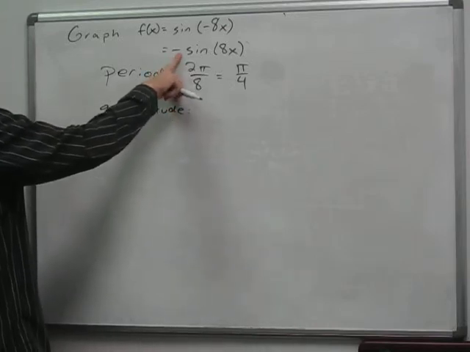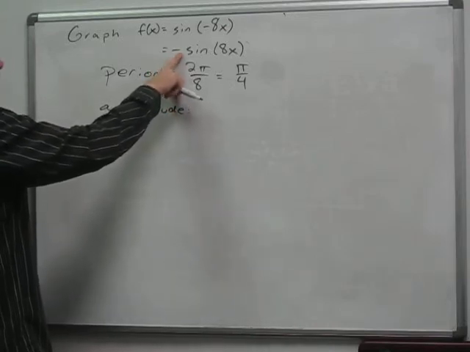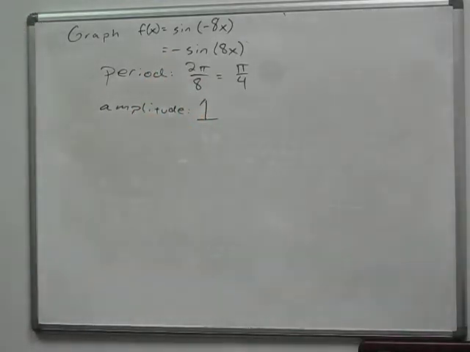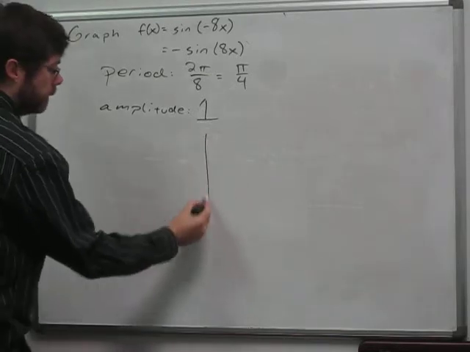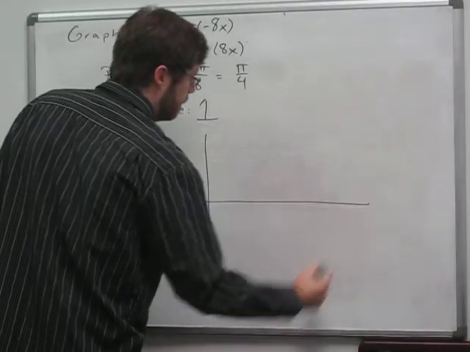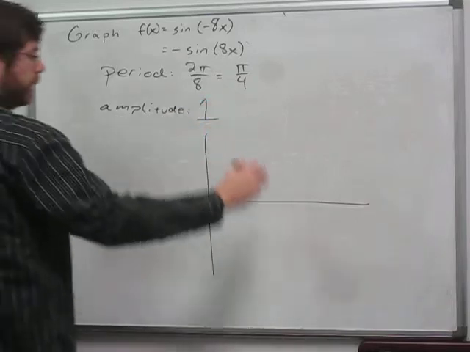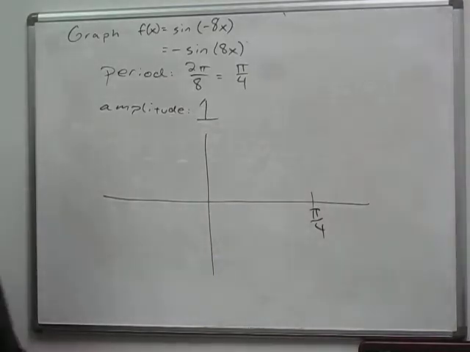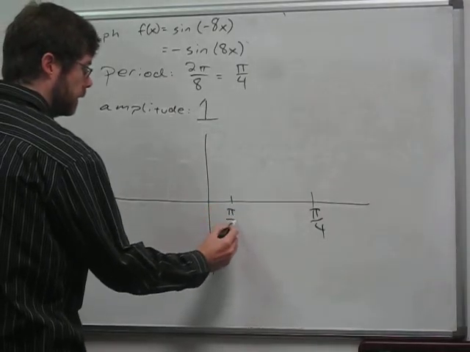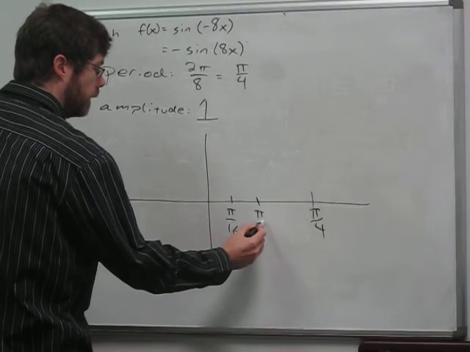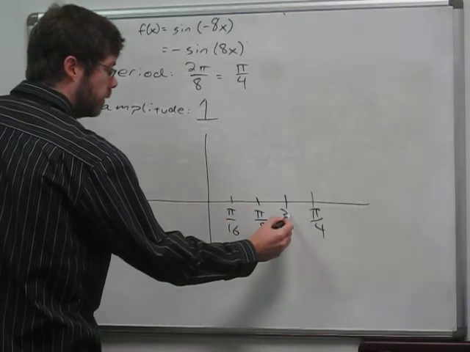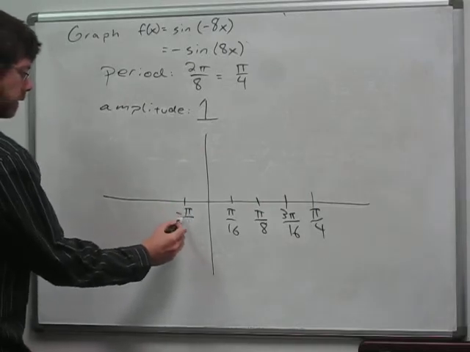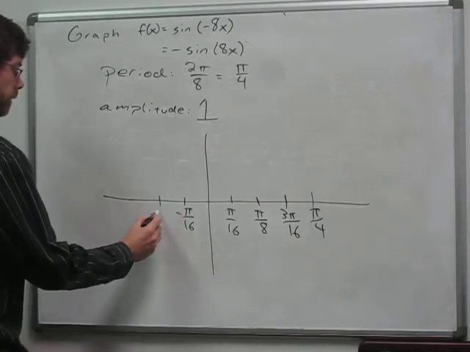Amplitude, I have negative sine of 8x. The absolute value of negative 1 is just 1. So the amplitude is 1. And now I have enough information to draw my graph. Mark off my period, and then cut it into fourths. So pi over 16, pi over 8, 3 pi over 16. And then put in those quarters on the negative side as well.